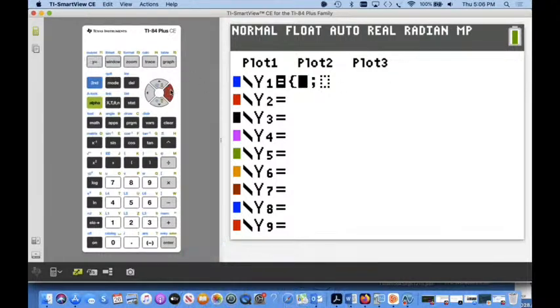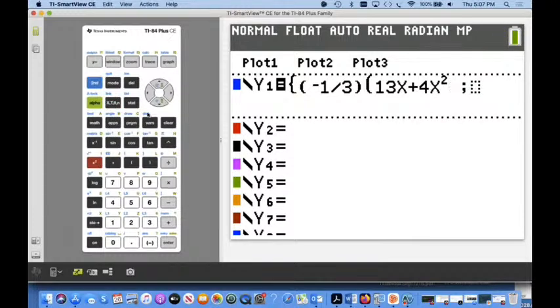And I'm going to put in a formula that I might enter a little bit different than Steve's expecting, but I'm going to put in a negative 1/3 times 13x plus 4x squared. And then close that off, and the, oh, you forgot to close the print. Yep, there we go. Let's try that again. There we go.